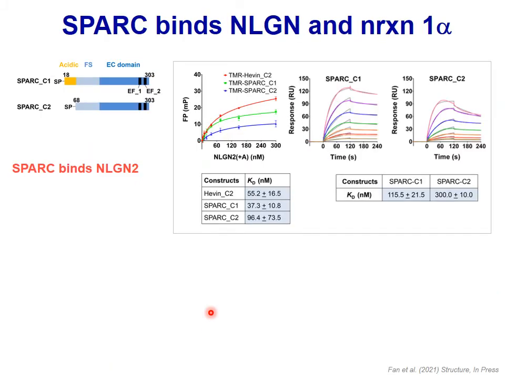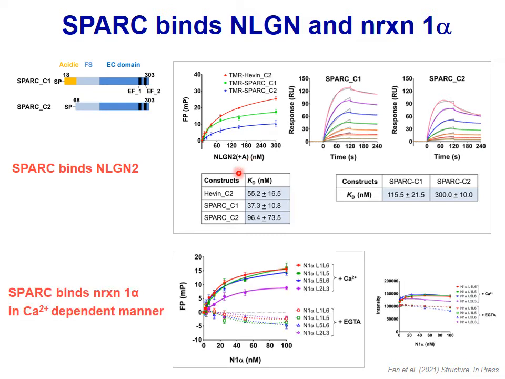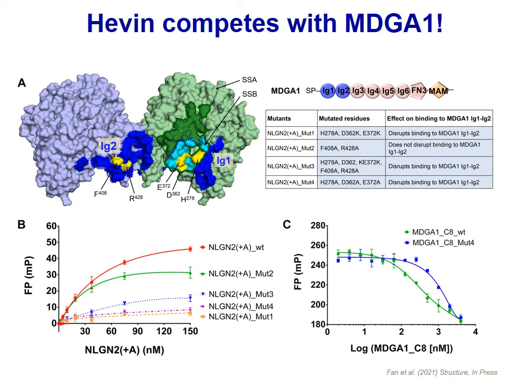Given that SPARC antagonized Hevin action somehow, we tested whether SPARC could also bind to neuroligin and neurexin. And indeed, SPARC bound to the neuroligin here on top and to neurexin here below, in a very similar manner as we saw for Hevin. This result suggests that Hevin and SPARC can both bind to neurexin and neuroligin, and they may compete with each other. It suggests that the Hevin FS domain and MDGs molecules share an overlapping binding site on the surface of neuroligin too, putting them in a position to compete with each other.